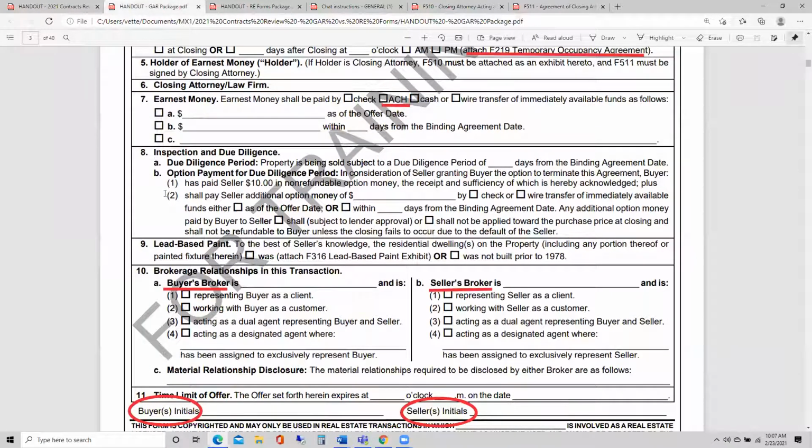So here we are on the GAR, paragraph A8, inspection of due diligence. Time frame, that due diligence period is X number of days from the binding agreement date. And there is, in consideration of the seller granting the buyer the option to terminate, the buyer may pay the seller additional option money of blank, and that's when it is to be paid directly to the seller, and they can negotiate if that additional option money is or is not applied towards the purchase price.